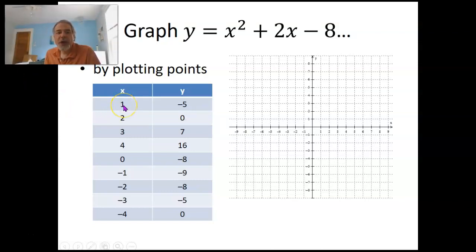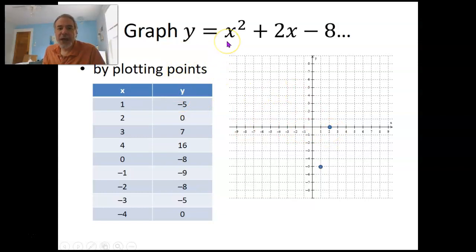So if you plug in 1 for x, the y that goes with that would be 1 squared plus 2 times 1 minus 8, which is negative 5. And so one of the points on the graph is the point where x is 1 and y is negative 5. If we plug in 2 for x, 2 squared plus 2 times 2 minus 8 comes out to be 0. So if x is 2, y has to equal 0, and we get the point 2, 0.